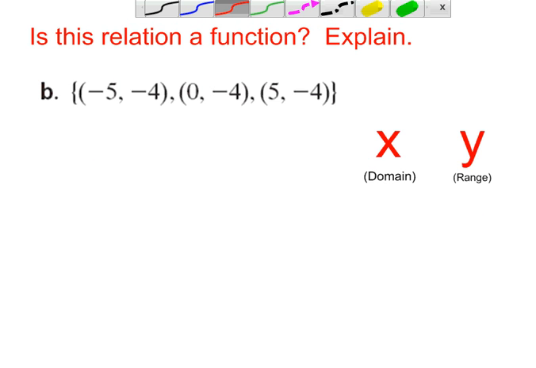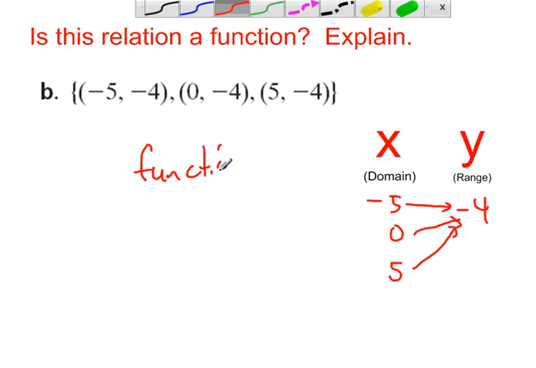And let's do one last one here, and then we'll look at the vertical line test. So we break up our domain: negative 5, 0, and 5. And our ranges are negative 4, and that works with all of them. All the domains go to negative 4. So all our domains go to the range of negative 4. Does each domain have one range? Yes. So this would make a function.